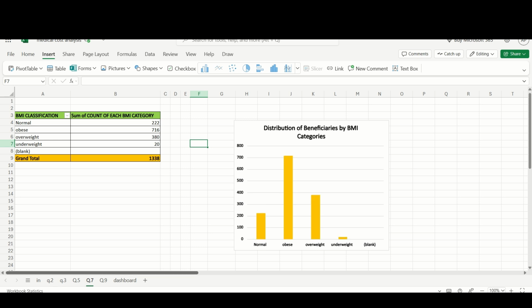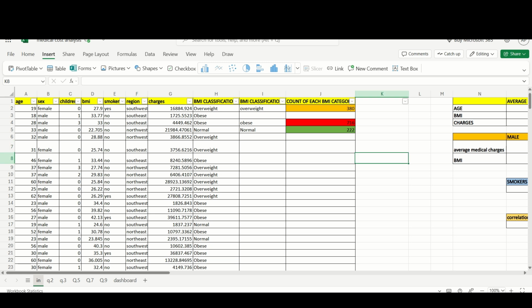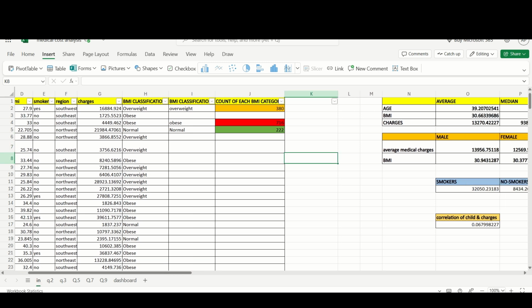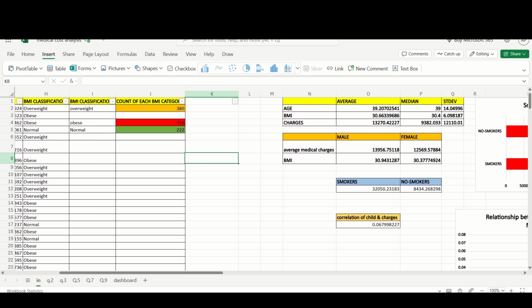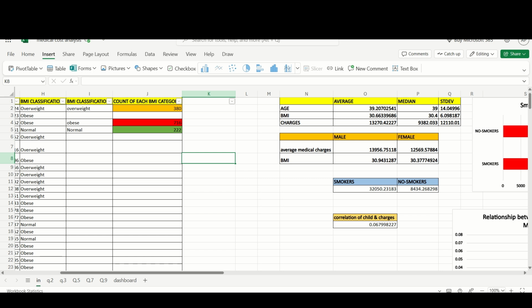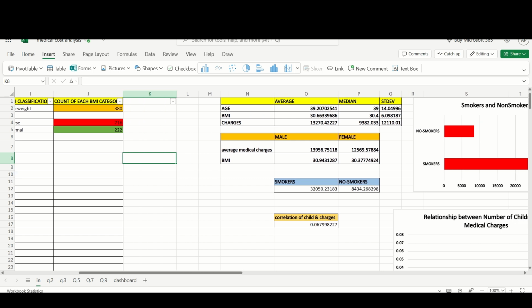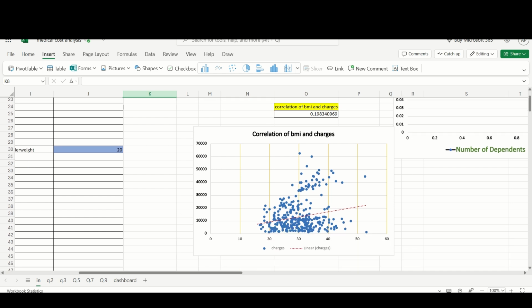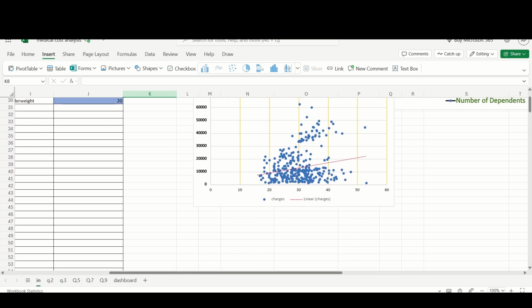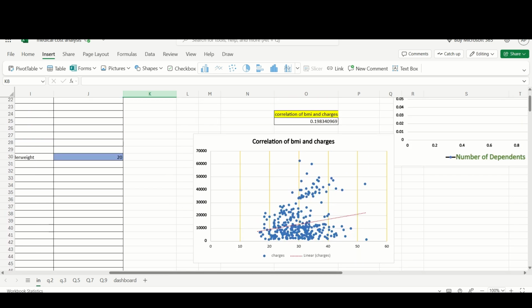Now, question 8. Use a scatter plot to analyze the correlation between BMI and medical charges. Add a trend line to the scatter plot to assess the relationship. So for this analysis, I have used a scatter plot to visualize the relationship between BMI and medical charges.